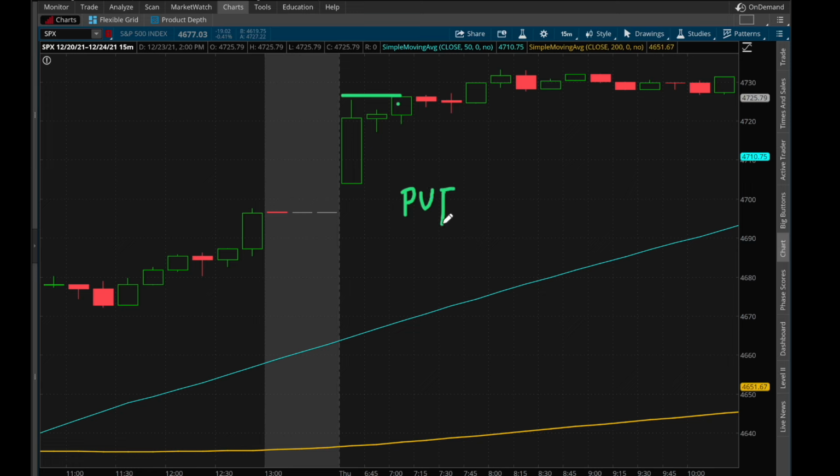And on this day, which was December 23rd, I entered at 7:16. These are Pacific Standard Times, of course, and I was out by 8:50. So this day did take me quite a long time to capture my 50 cents.